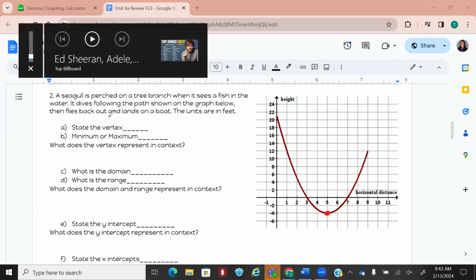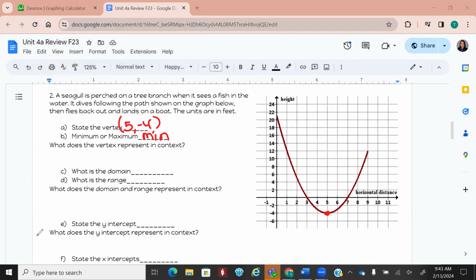The vertex, we got (5, -4), right? Is that a maximum or a minimum? So the lowest or highest point? Lowest, so that's a minimum. Okay. Now, what does it represent in context?